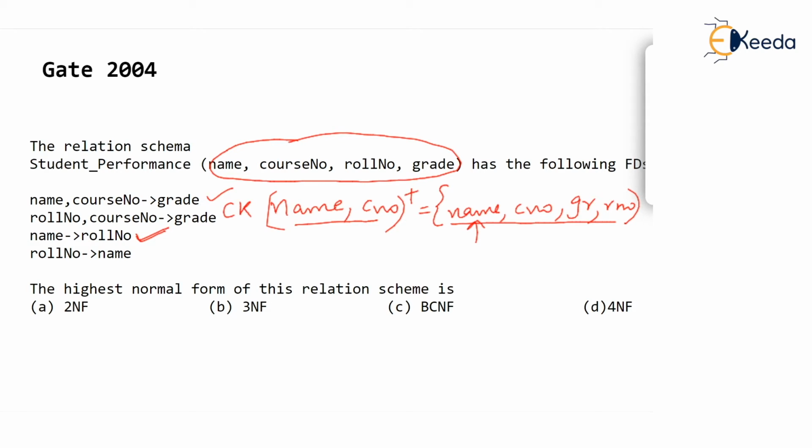But are there any more candidate keys? One thing is sure that course number must be part of the candidate key because none of the right hand sides of FDs have course number.